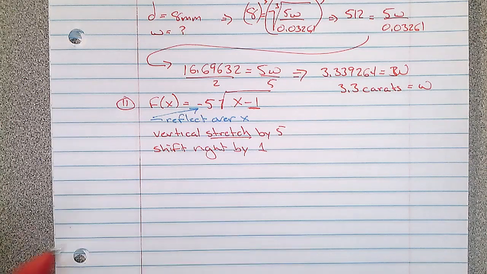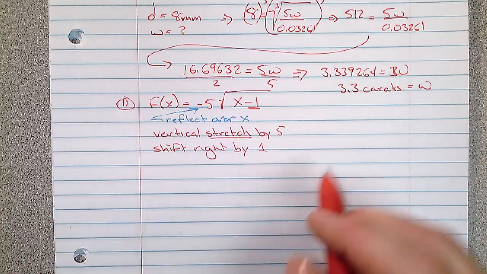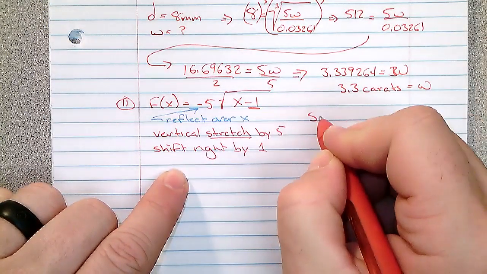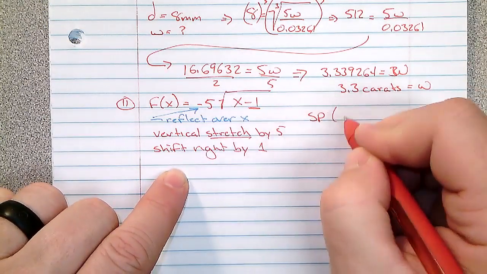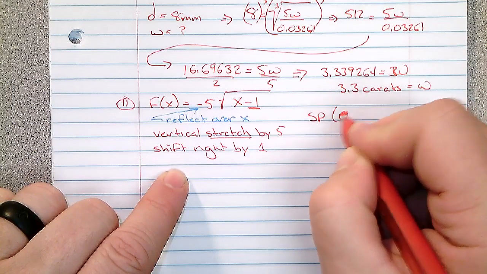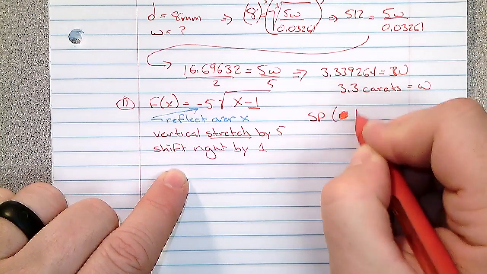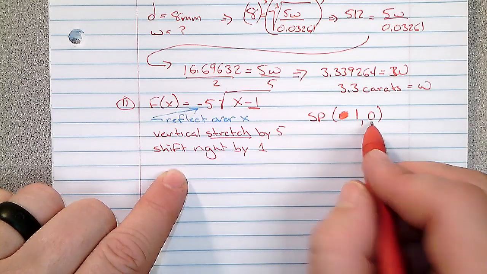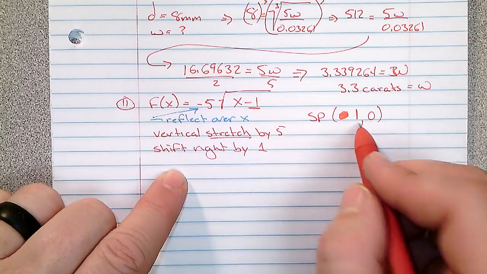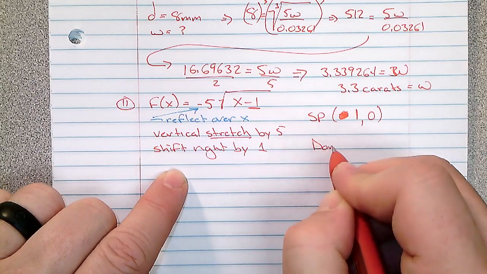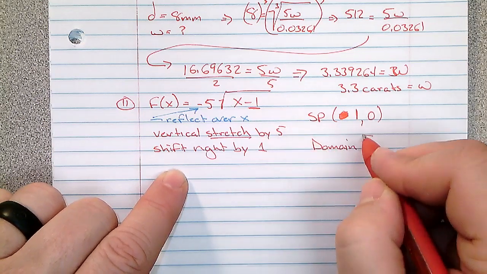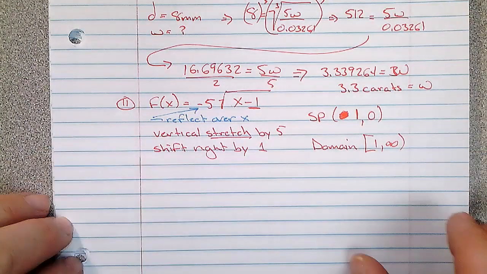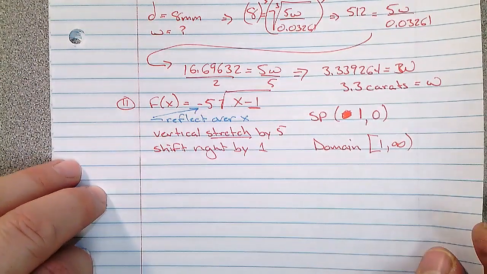Now you can compare those to what the paper says, see what's wrong or right. Now, shift right by 1, we have no k value, so our starting point is going to be 1, comma 0. So in terms of domain, 1 is our minimum value. So our domain, 1 to infinity. Pause.